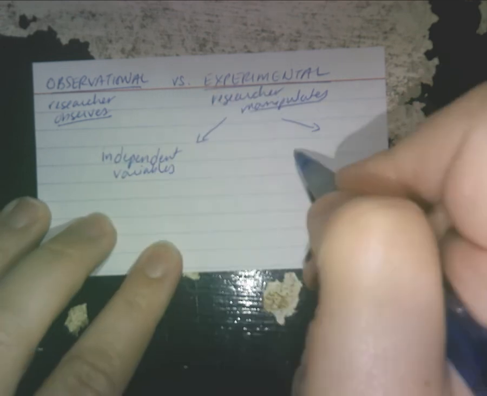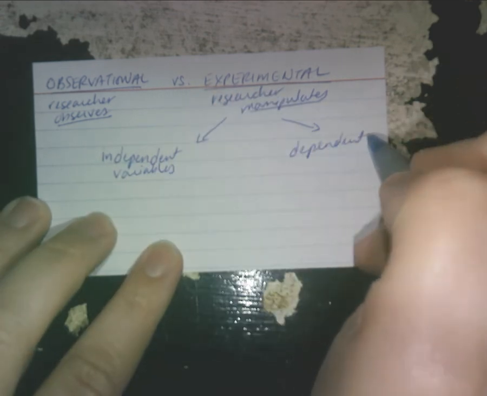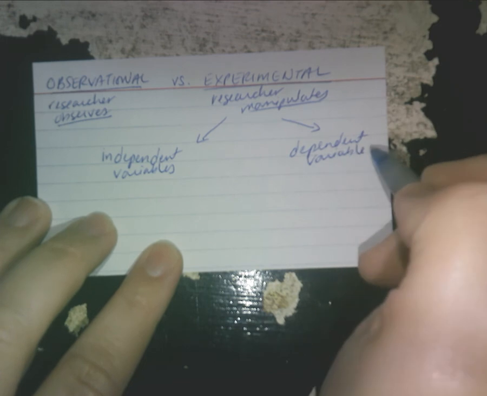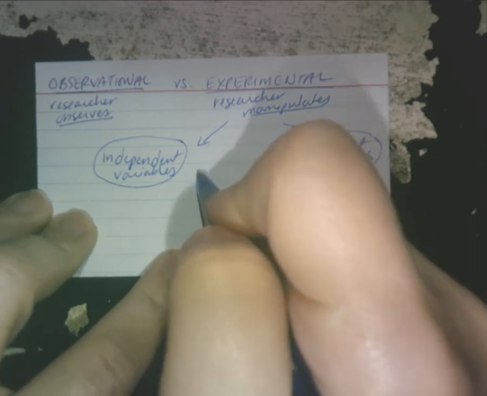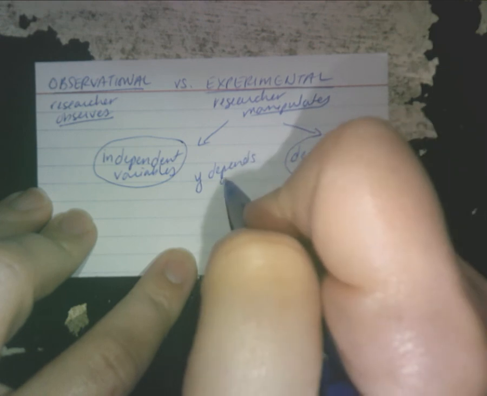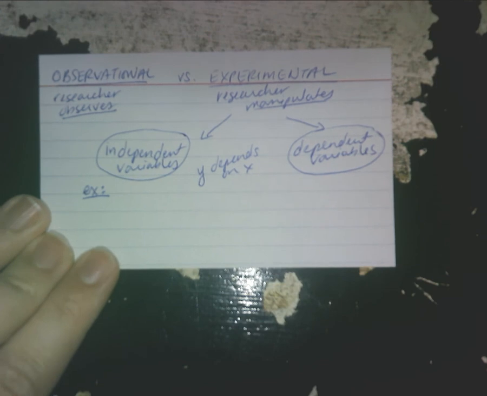Now, from the experimental, we have two different things that are called independent variables and dependent variables. And what's the little phrase that I say? What depends on what? What do we always say? Y depends on X. So if I give you an example, I'm going to actually write an example here, just so you can kind of understand it.